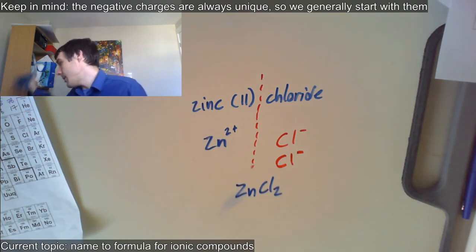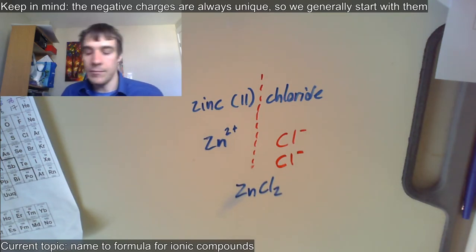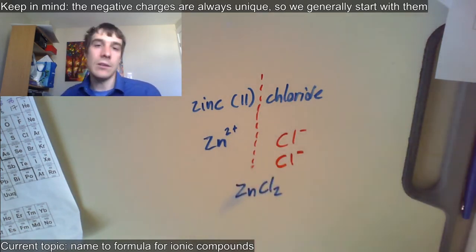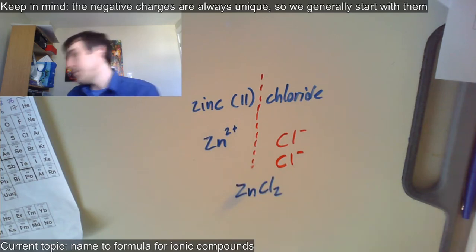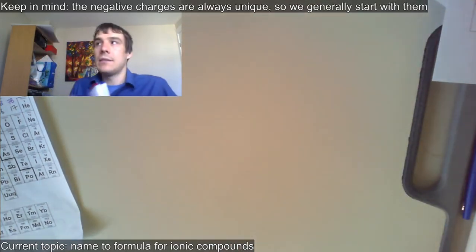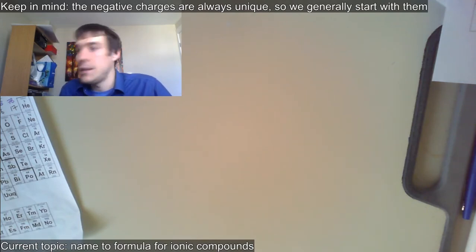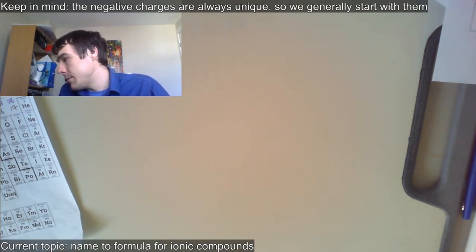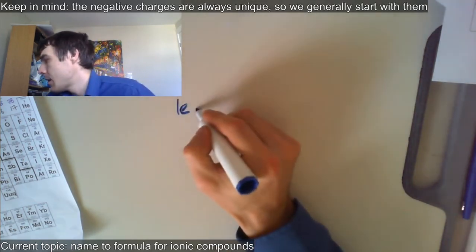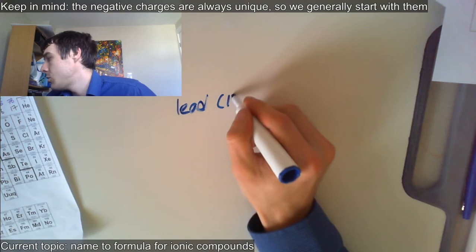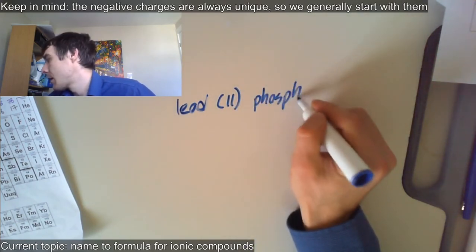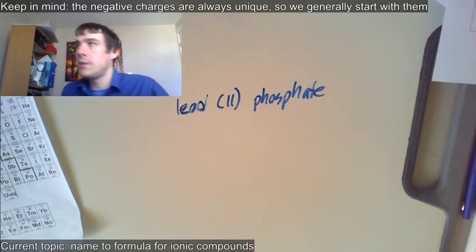So that's one with a multivalent ion. You can see that it makes it really easy, because we know exactly the charge on the zinc. Let's try one with a multivalent ion and a polyatomic ion together. How about lead 2 nitrate? Lead 2, no, not nitrate, phosphate. Lead 2 phosphate.